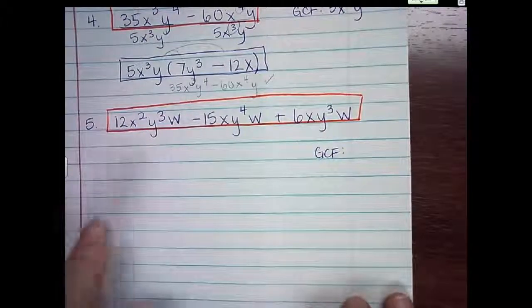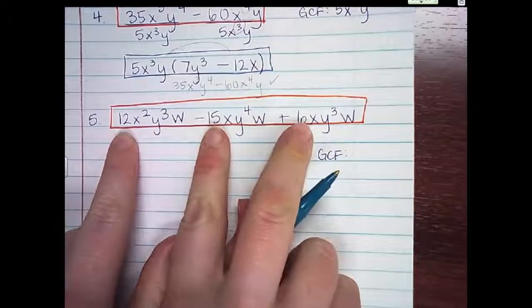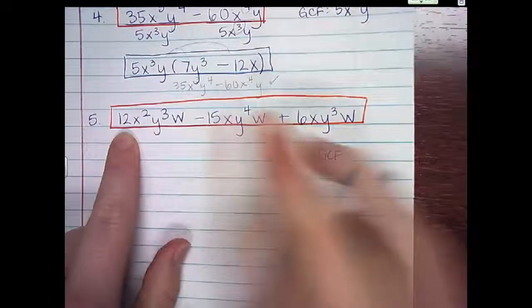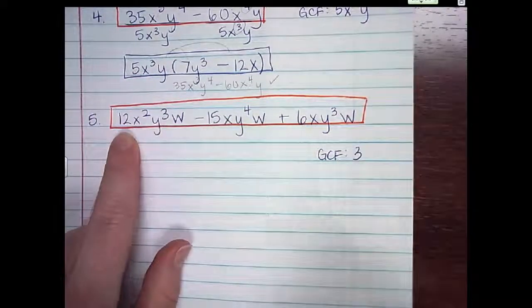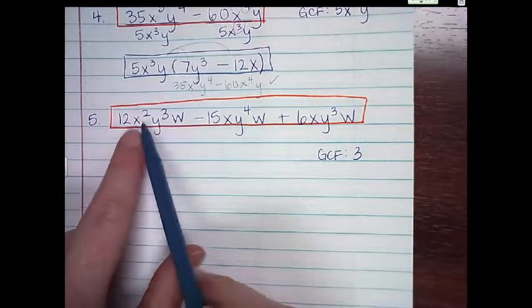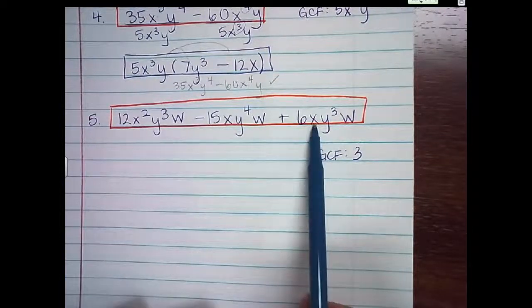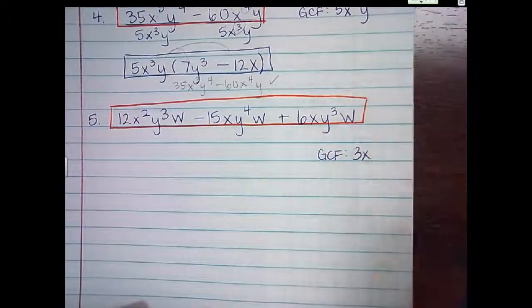Okay, so look at your numbers. You have 12, 15, and 6. So say, well, what's going to go into all 3 of those? I'm going to say a 3. Then look at your x's. 2 x's, 1 x, and 1 x. So everything has x's. I can take out the smallest amount. I'm going to take out 1x.